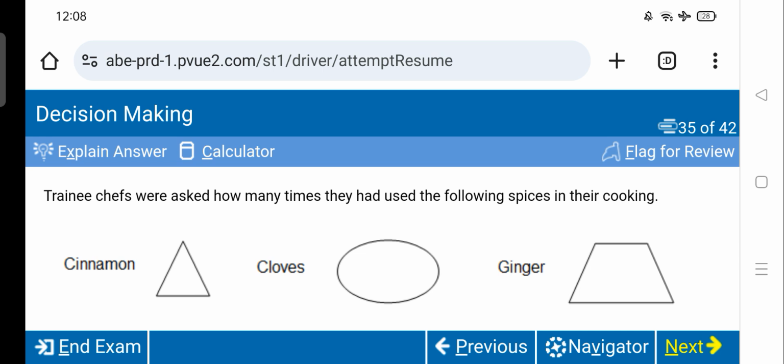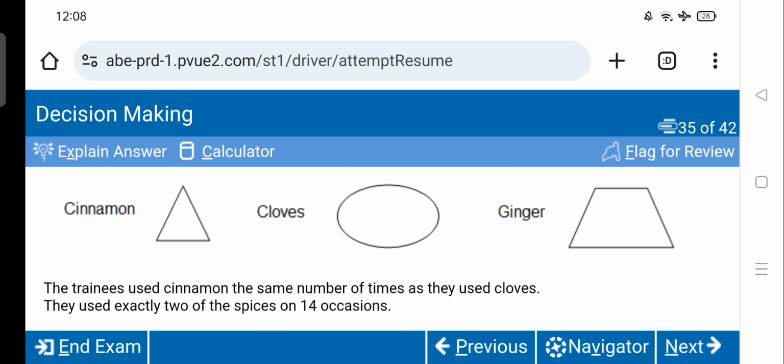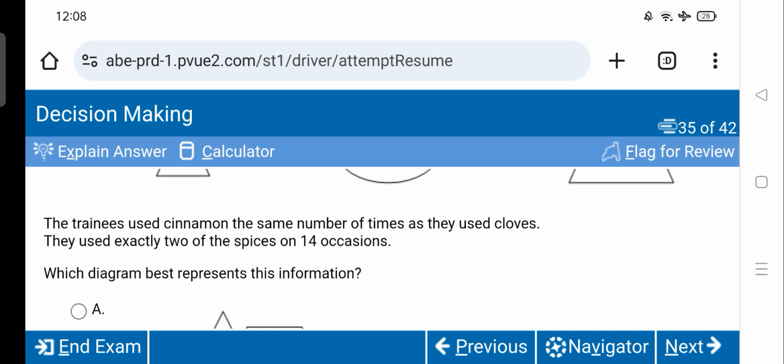Trainee chefs were asked how many times they had used the following spices in their cooking: cinnamon, cloves, and ginger. The trainees used cinnamon the same number of times as they used cloves. They used exactly 2 of the spices on 14 occasions. So, which diagram best represents this information?